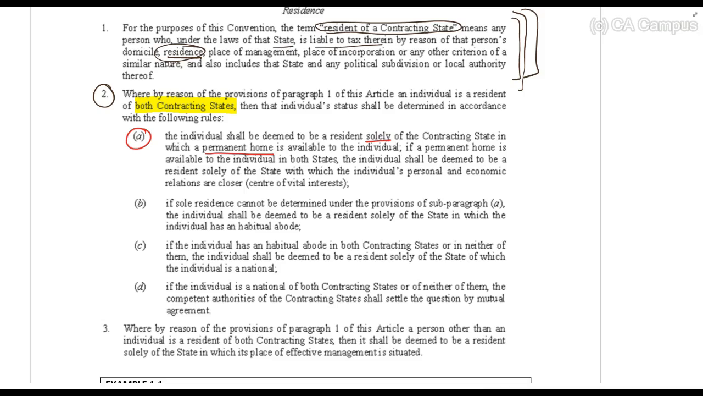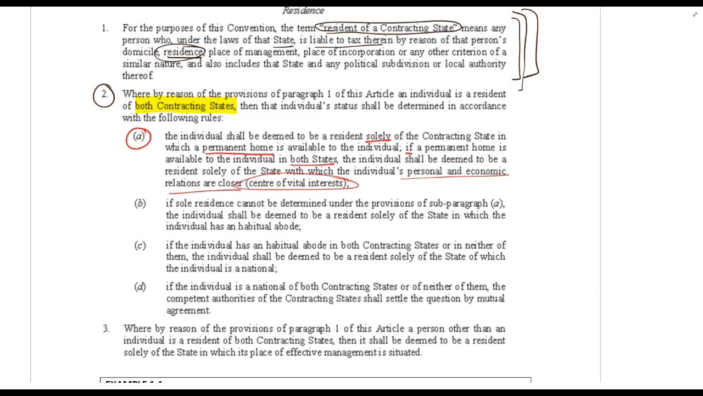But what if you have two homes, one in South Africa and one in England? If a permanent home is available to the individual in both states, the individual shall be deemed to be a resident solely of the state with which the individual's personal and economic relations are closer. They call it the center of vital interest. So they say, okay, you have a house in England, you have a house in South Africa. Let's look at your personal and economic situation. Where's your family? Where do you work? Where's your interest? That is the place that will then be your residency.